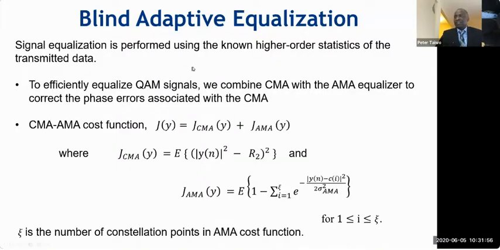Signal equalization is performed using known higher order statistics with a blind adaptive equalizer. So to efficiently equalize QAM signals, we combine CMA, the constant modulus algorithm, with AMA. And we use a joint cost function, which is a linear combination of the cost function of the CMA and that of the AMA. And this is the expression for the cost function of the CMA, and that's for the AMA.